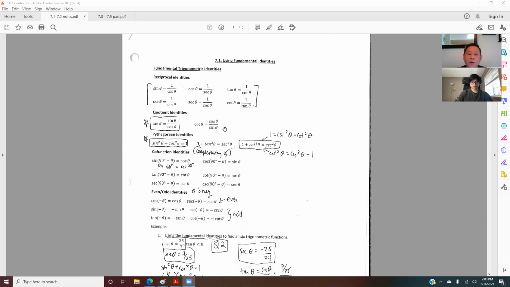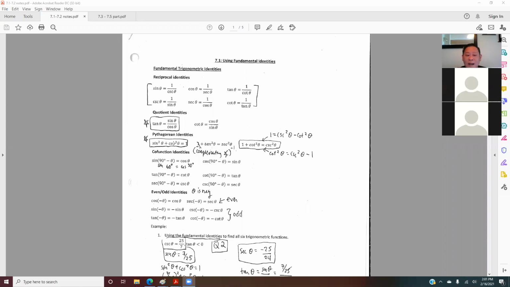I told you before that the Pythagorean identity is used when you see a square, right? Every time you see a square in your questions, I guarantee you have to use the Pythagorean identity. If you don't see a square, then do not use the Pythagorean identity. Do not square both sides. A lot of students try to do that, and it makes it worse.